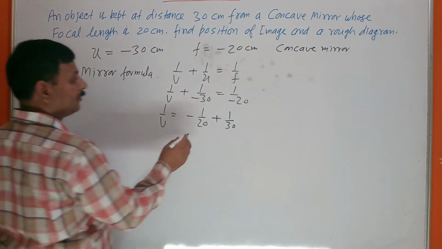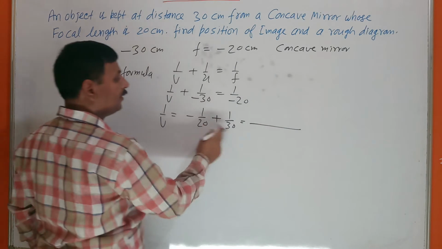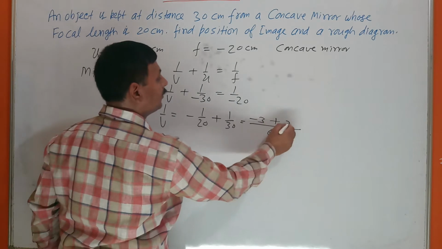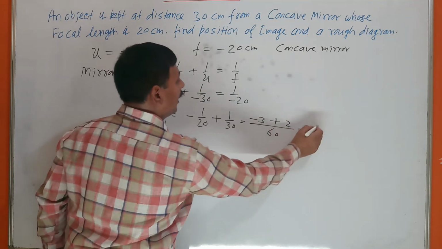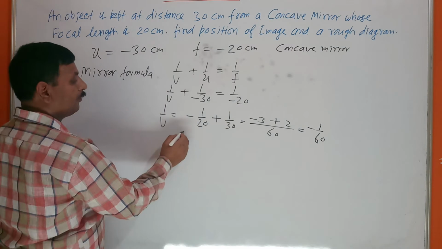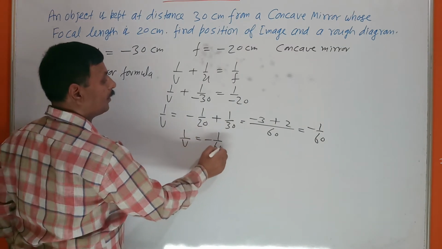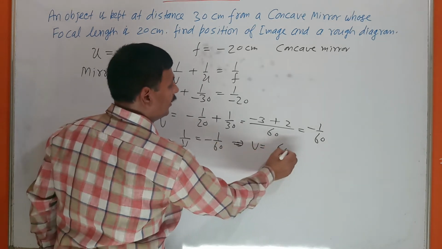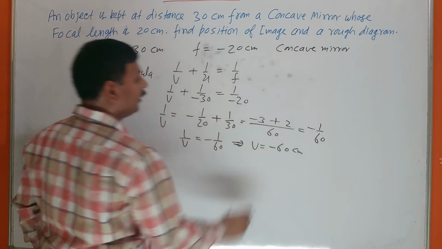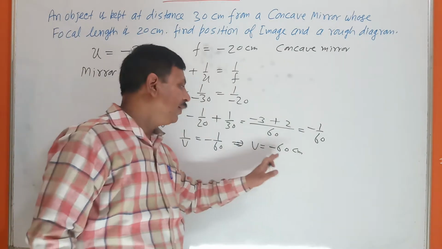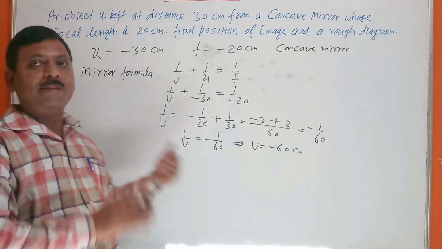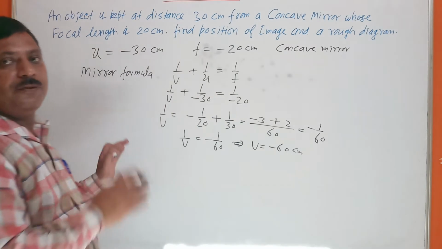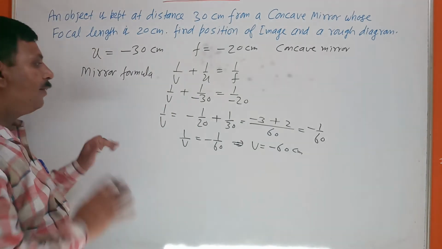If we take LCM, it is 60, 2 times 3 is minus 3, 3 times 2 is plus 2. So that will come minus 1 upon 60. The 1 upon v is equal to minus 1 upon 60, which implies that v is equal to, how much will come, beta, minus 60 cm. Negative sign indicates that the image will form towards the left hand side. Okay, or you can say the image will form towards the object. Where you have kept the object, that side the image will form.